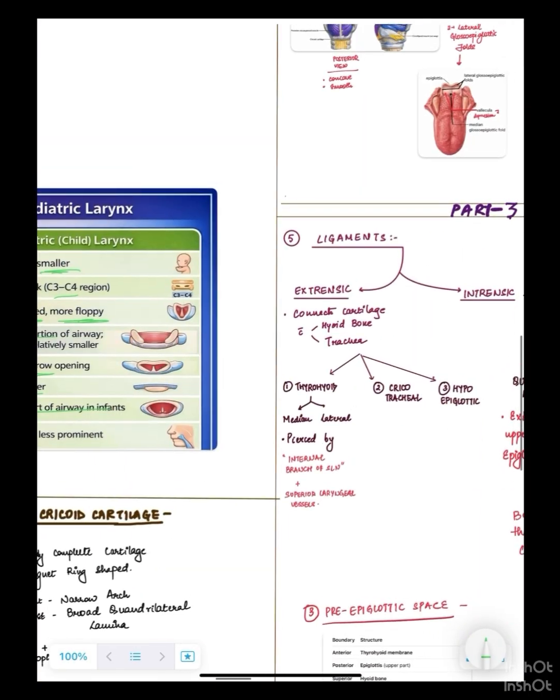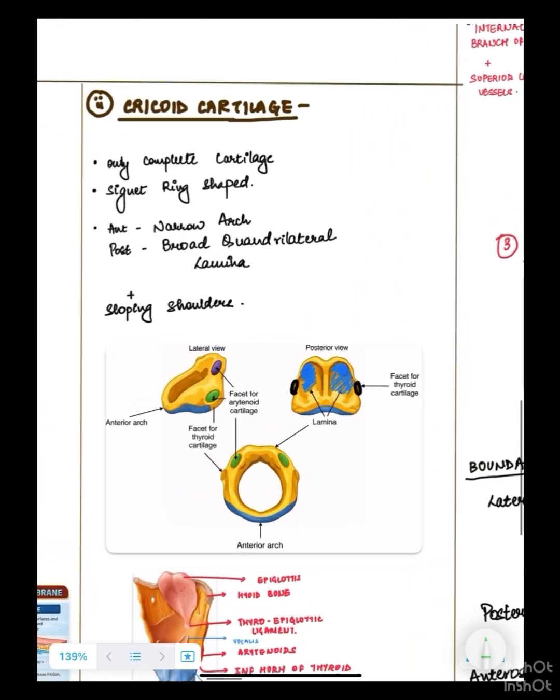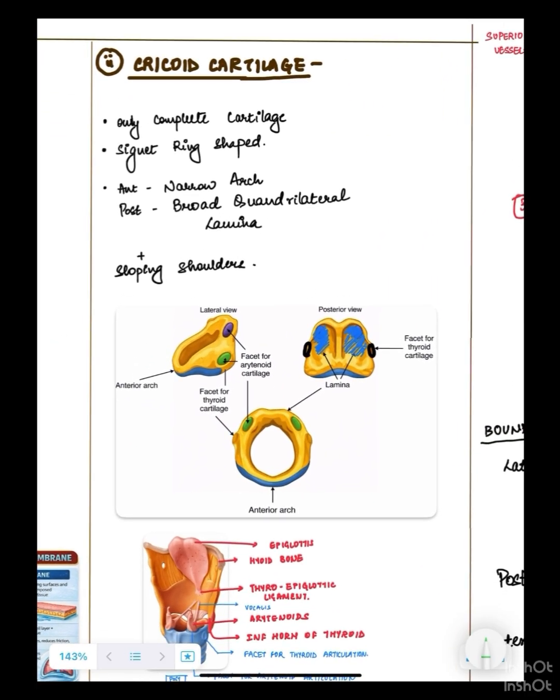Okay. Now next cartilage which we want to go through is nothing but the cricoid cartilage. Okay, cricoid cartilage, first important thing, it is a complete cartilage. This is an MCQ, or you can be asked in Viva also. This is a complete cartilage, and next thing which they can ask is the shape. It is a signet ring shape.